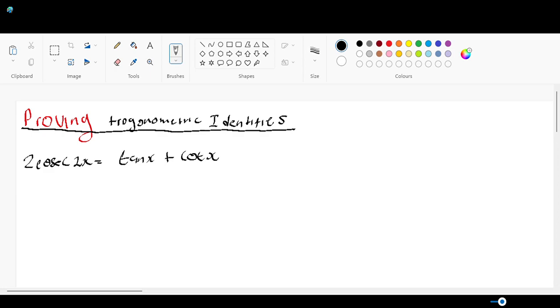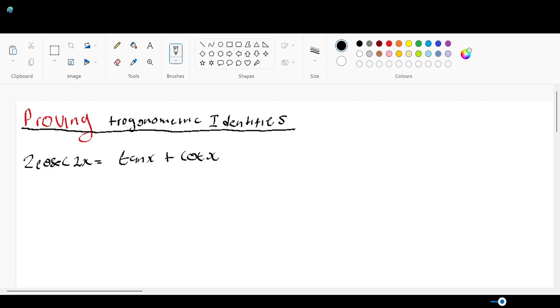Today on this video we'll be proving the trigonometric identities. As you can see, there is a problem there whereby on the left hand side we have 2 cosec 2x, which is equal to tan x plus cot x. So in this expression we need to prove that the left hand side is the same as the right hand side.